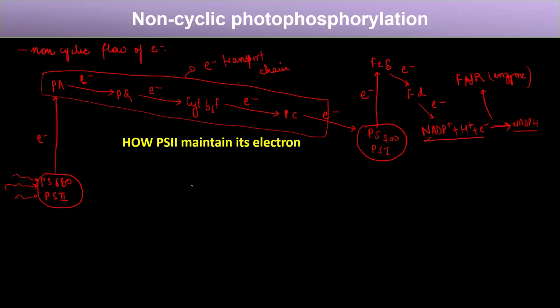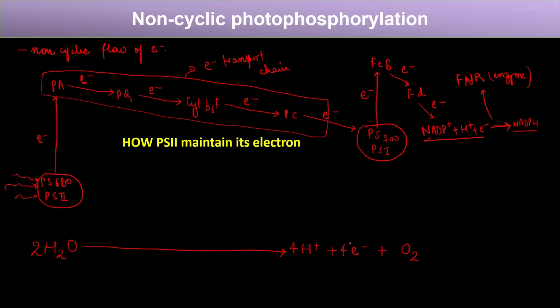PS2 maintains its electrons via this reaction. You have a water molecule, which gets split into H plus, electrons, and O2. If you balance this reaction, for one molecule of O2, two molecules of H2O will be required. Then only one molecule of O2 will be formed. By this, the number of hydrogen ions released is 4, and the number of electrons released is also 4.